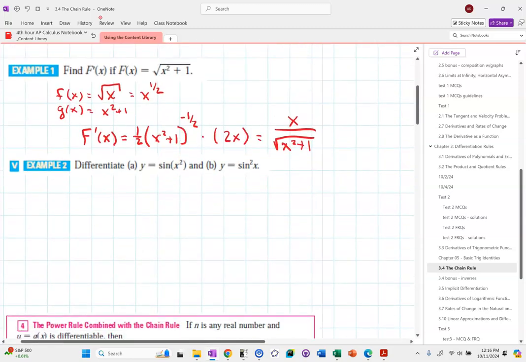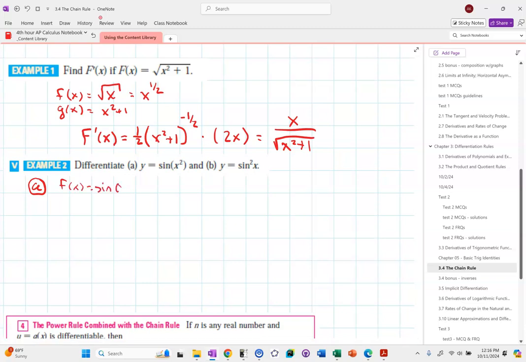Okay. Let's continue here, do another example. Here we have sine of x squared, and then after that we're going to do sine squared x. So for sine of x squared, what is our outer? Sine x. And what's our inner? X squared, right? Okay.